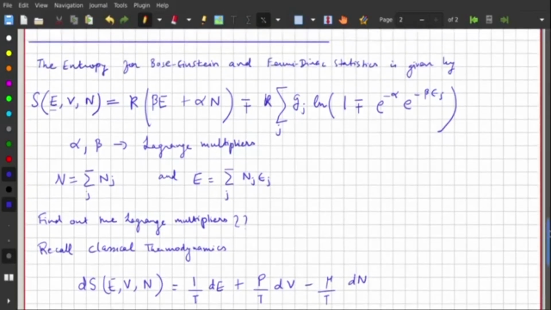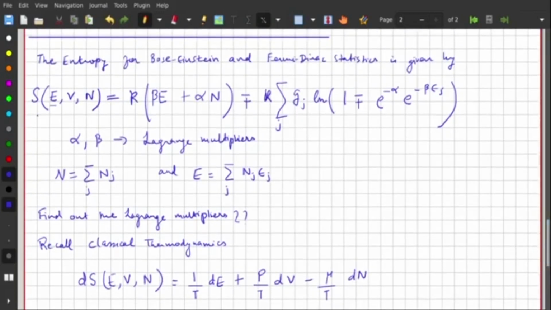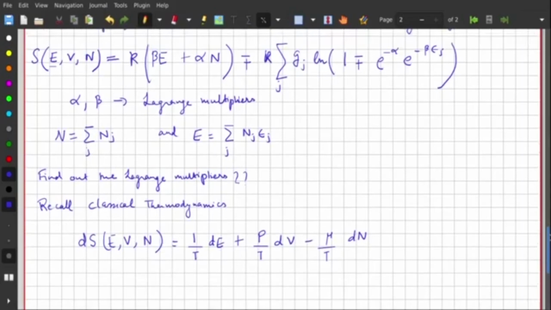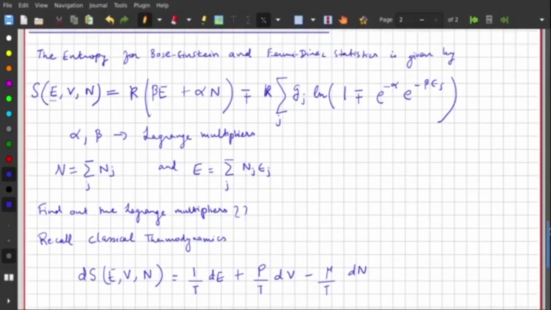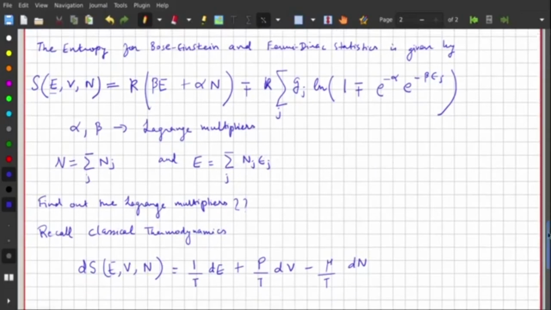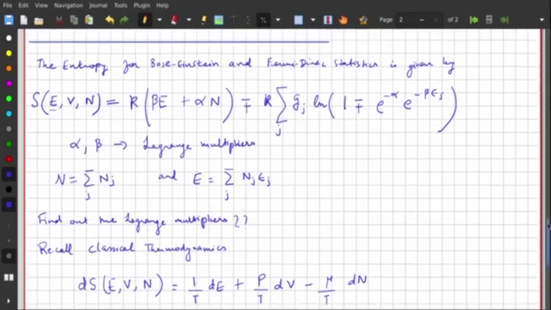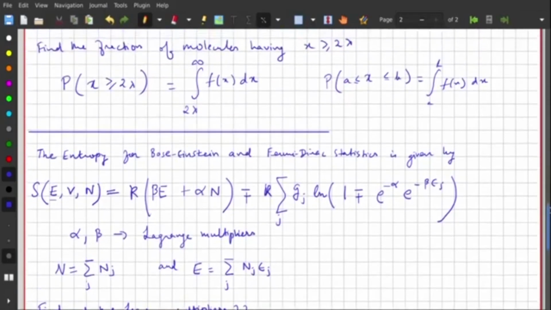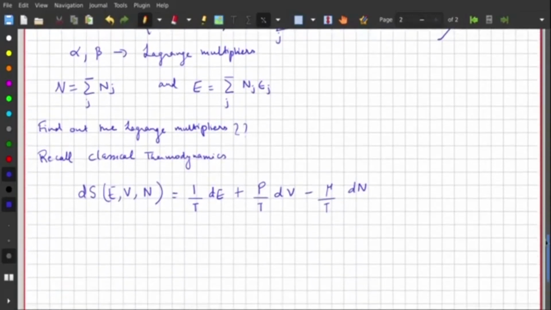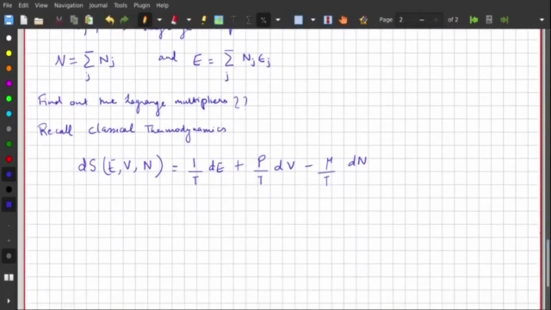Okay, so given the form of entropy for Bose-Einstein and Fermi-Dirac statistics, and we know the definition of the differential of entropy from classical thermodynamics, what we need to do is calculate the Lagrange multipliers. Lagrange multipliers are quite important because they directly feed into the equilibrium particle distribution, which is used to calculate the final statistics, the Bose-Einstein or the Fermi-Dirac. So let's see how this is to be done.